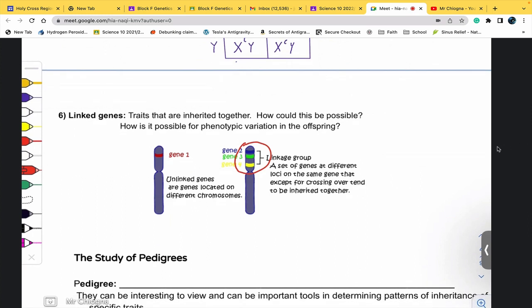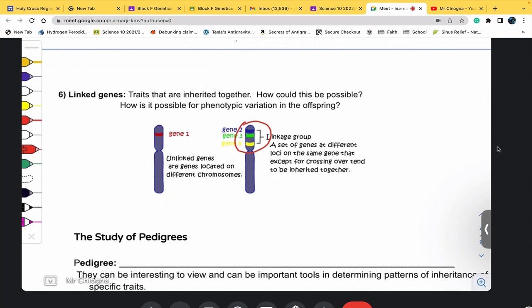Okay? So unlinked genes, it says here on the left, are located on different chromosomes. Just for clarity's sake, loci means location on a gene.